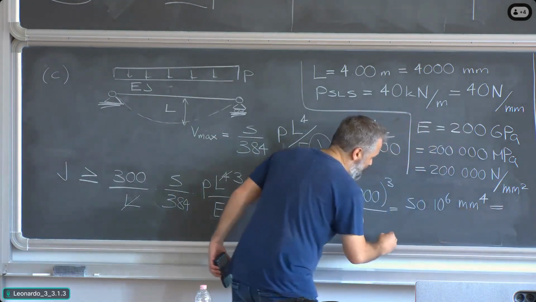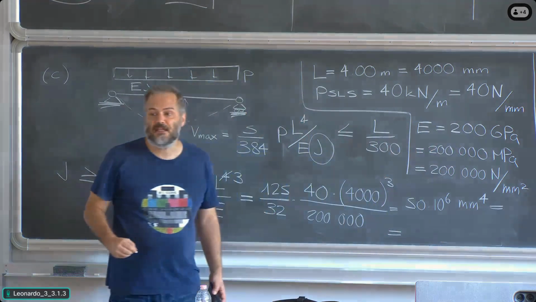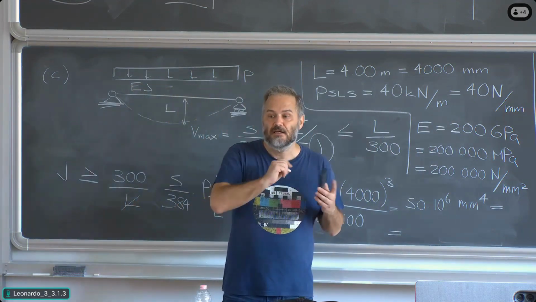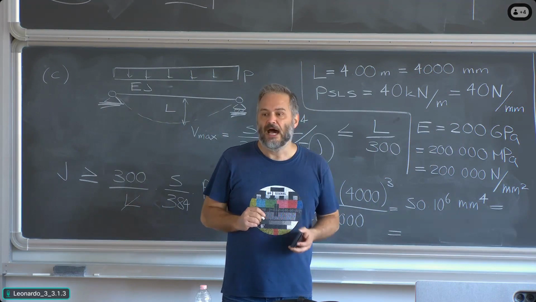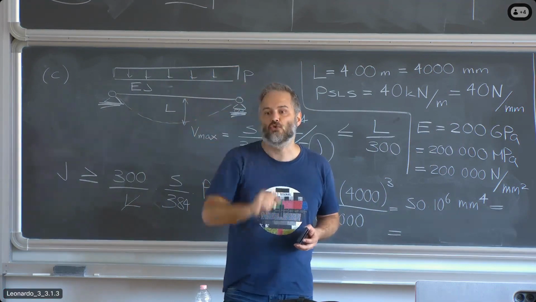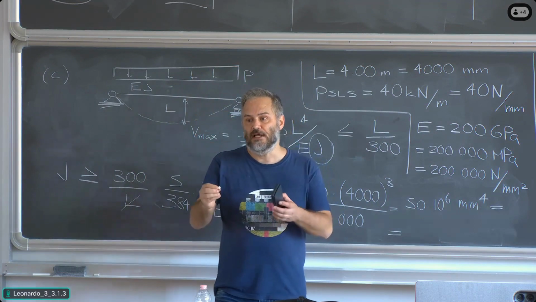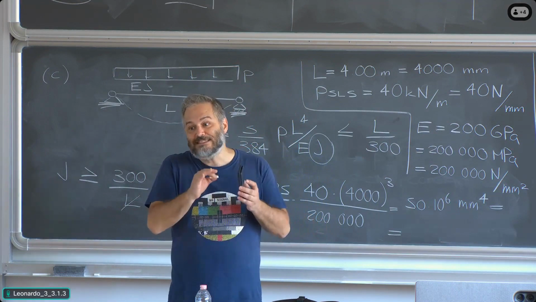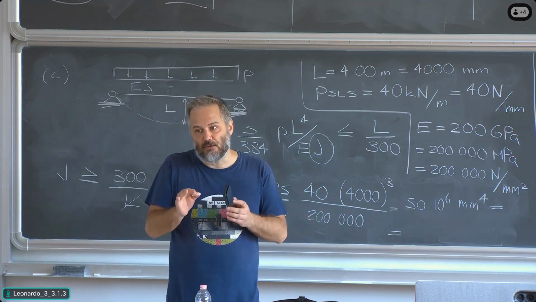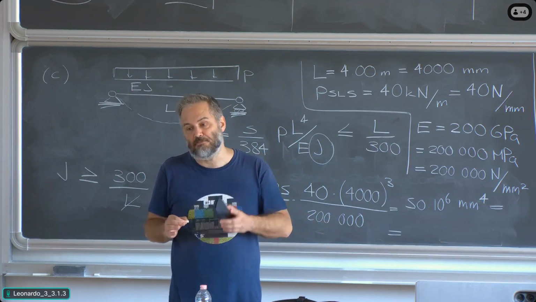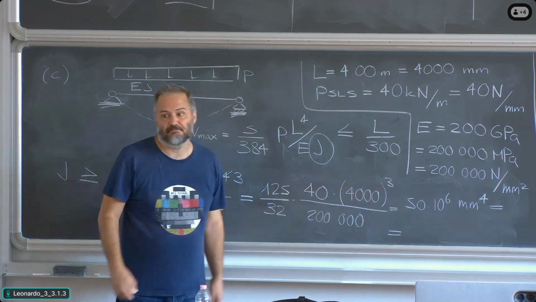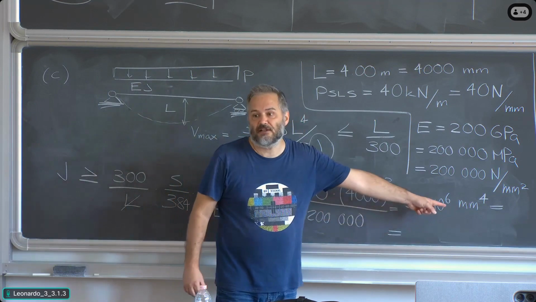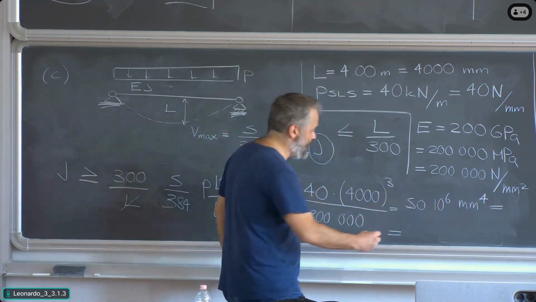We're going to transform this into centimeters to the power of 4. Why? Because the tables provided as design aids were in centimeters to the power of 4. How do I move from millimeters to the power of 4 to centimeters to the power of 4? There are 10 millimeters in 1 centimeter. There are 10,000 millimeters to the power of 4 in 1 centimeter to the power of 4. Which means basically I have to divide this by 10 to the power of 4, which leads to 50 times 10 to the power of 2, which is 5,000. Okay?